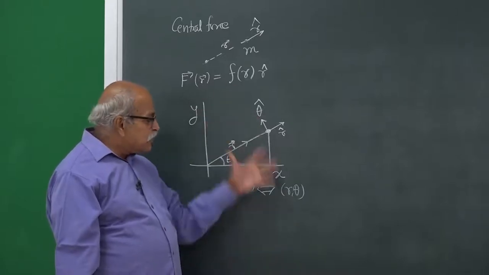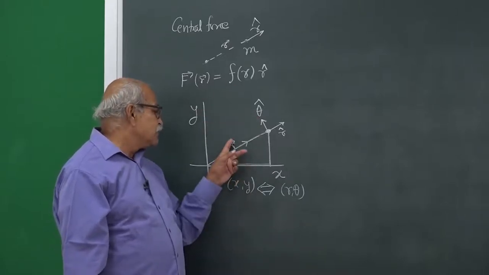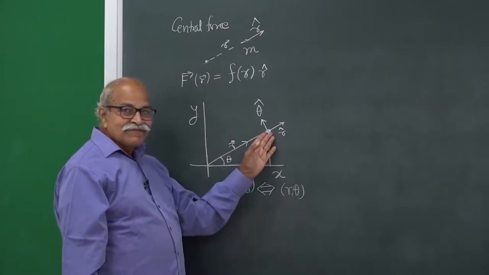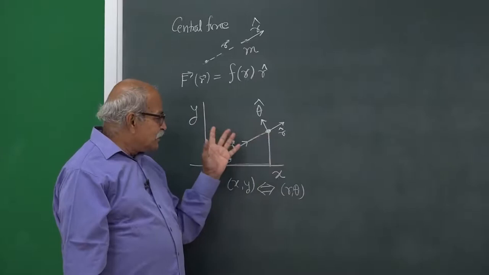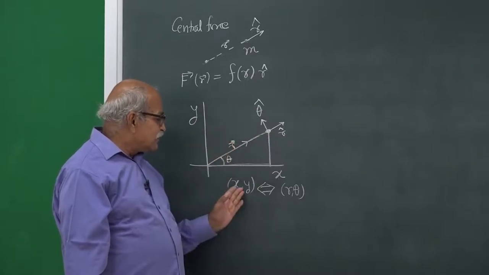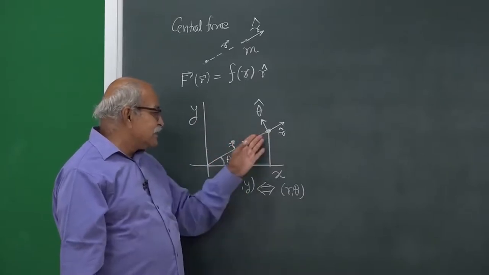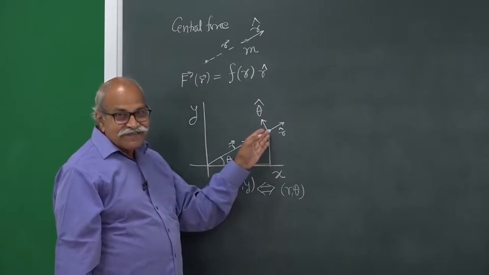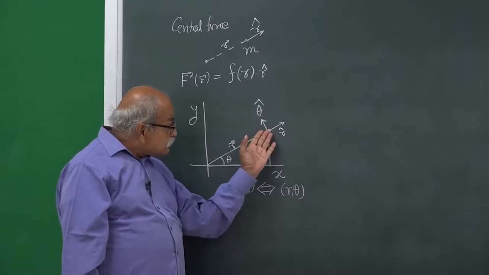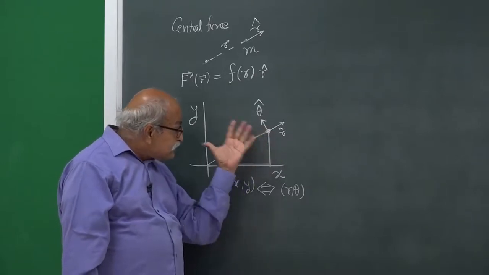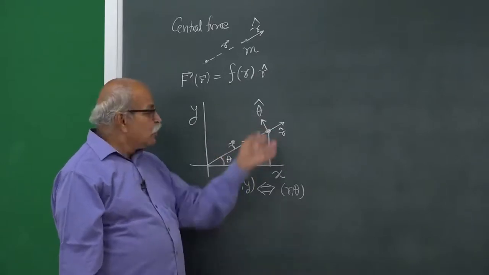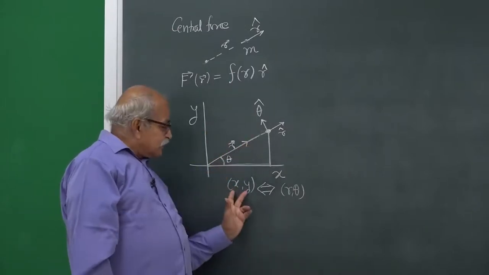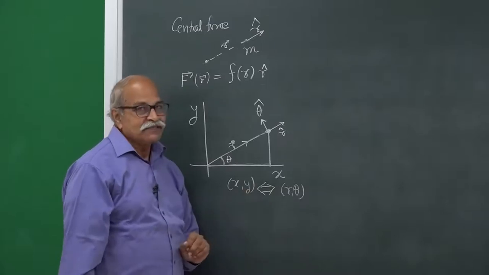If it is in the xy plane, yes, give me r, give me theta, I know that it is in this plane and I know where the particle is. If I know that it is in xy plane, give me x, give me y, I know that it is in this plane, and here is x, here is y, and this should be the particle. But if it is leaving this xy plane and it moves in three dimensional space, z is also there, then neither this is sufficient nor that is sufficient.